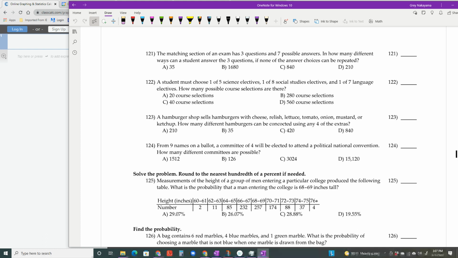Okay, so number 121, matching section of the exam, has 3 questions and 7 possible answers. How many ways can a student answer the 3 questions if none can be repeated? Well, I hope you know that answering questions on a test, the order does have an effect. So that means this is permutations. I have 7 possible answers, and I'm going to choose 3 of them.